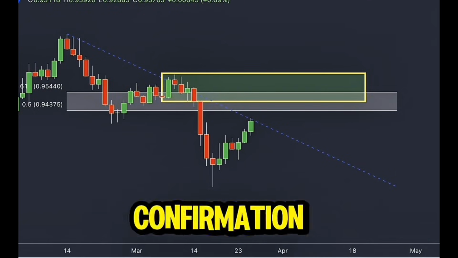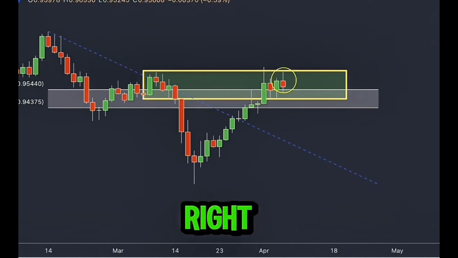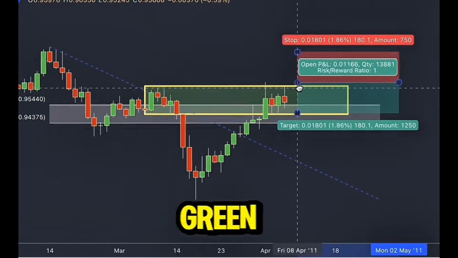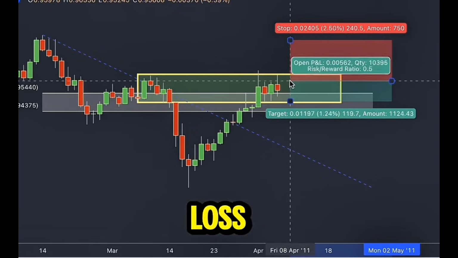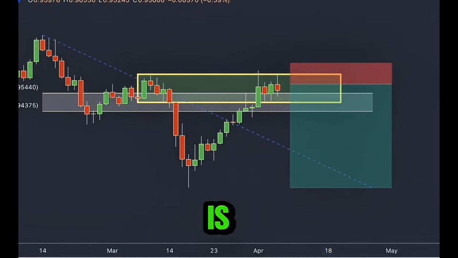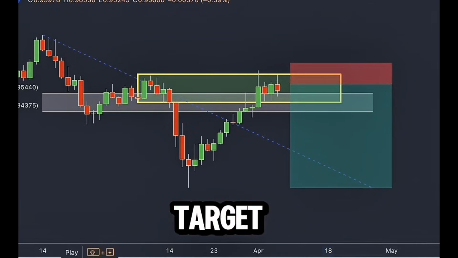Next, you wait for a confirmation signal. Let's say a doji candle forms right at the 61.8% level. This is your green light to enter the trade. You place your stop loss just above the supply zone, ensuring that your risk is well managed. For your take profit, you could target the next support level.